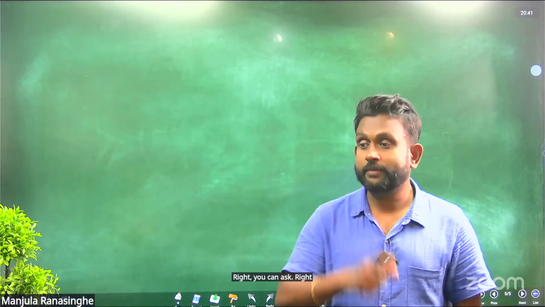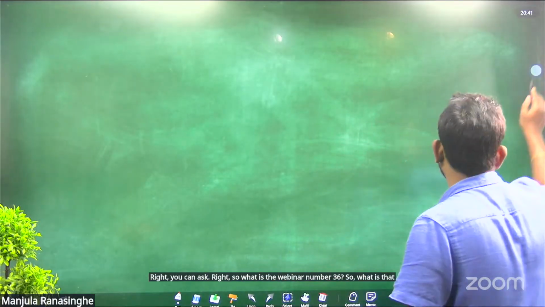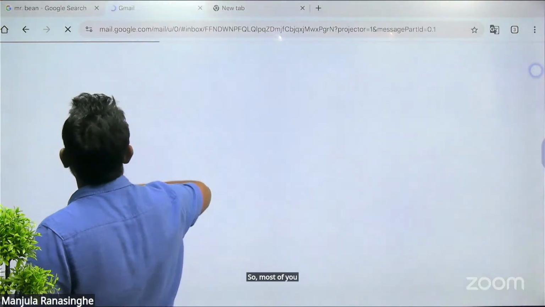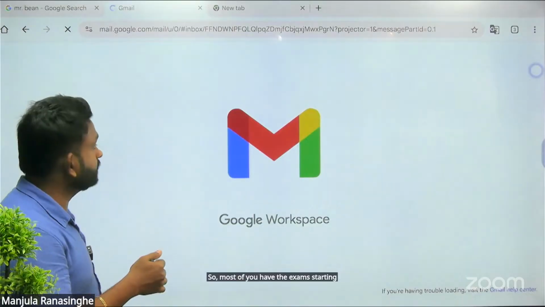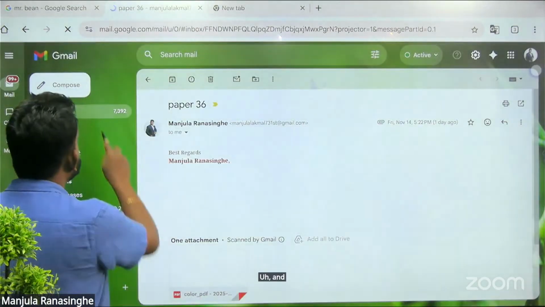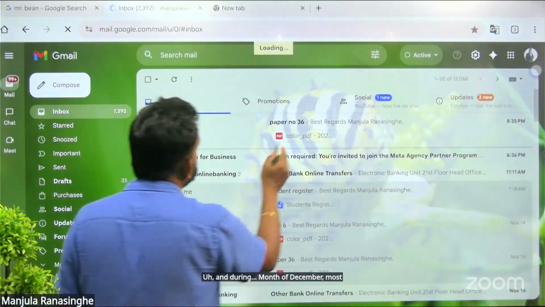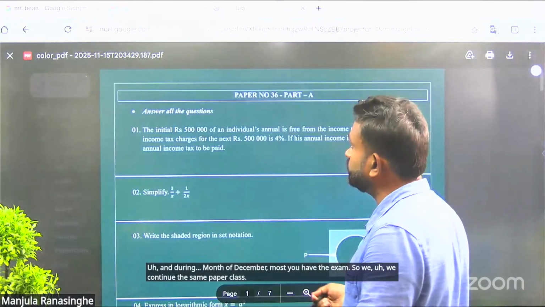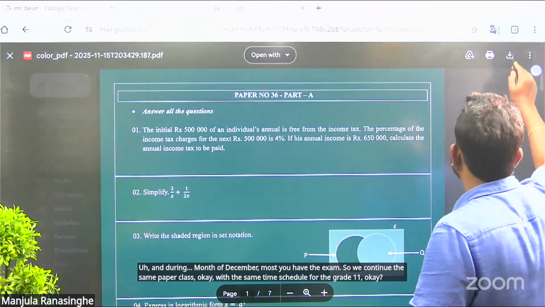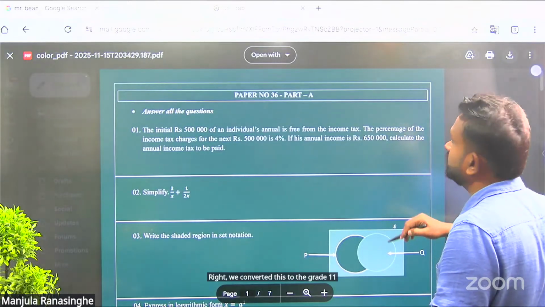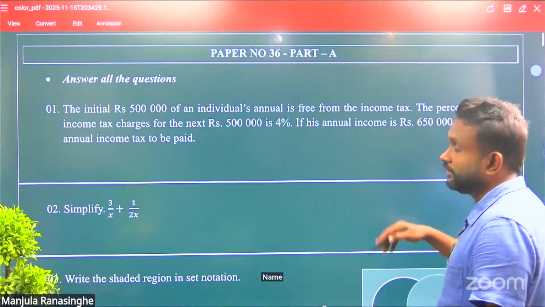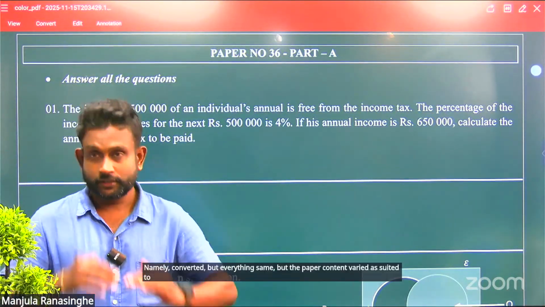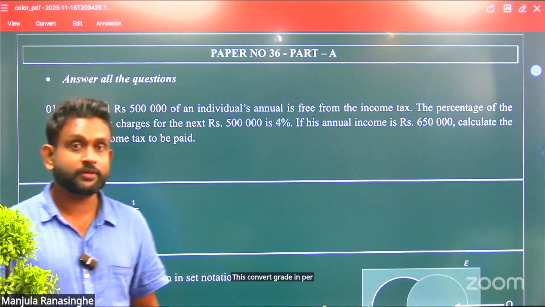So what is paper number 36? That is paper one, the standard paper one. Most of you have exams starting at the end of this month and during December. So we continue the same paper class with the same time schedule for grade 11. We are converting this to grade 11 by December, everything the same, but the paper content varied to suit grade 11.